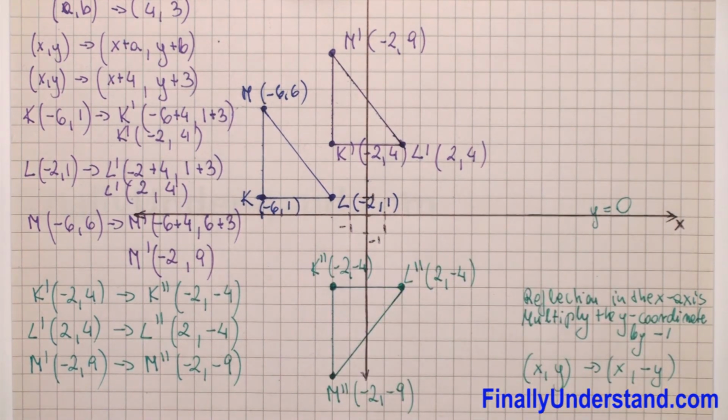And we see that after reflection, our triangle doesn't change the size or shape. Still the same triangle, only we change the position of our triangle. Translation and reflection don't change size or shape, only the position of our figure. This is my solution.